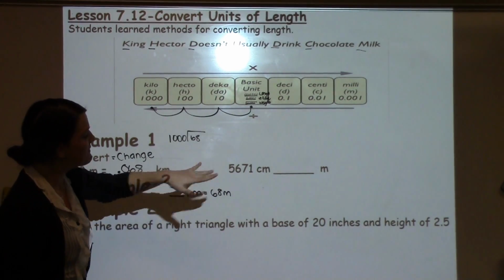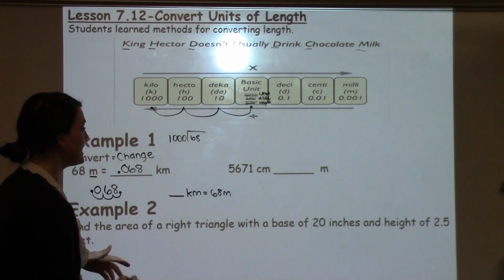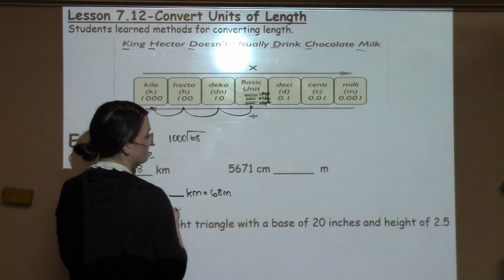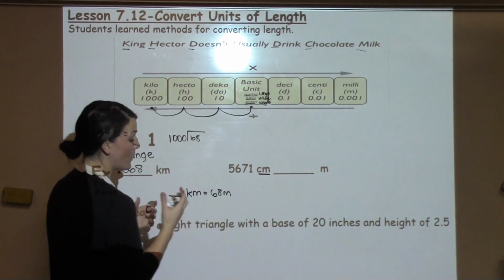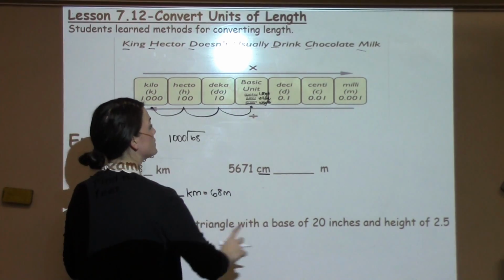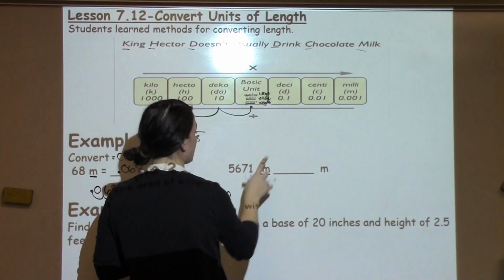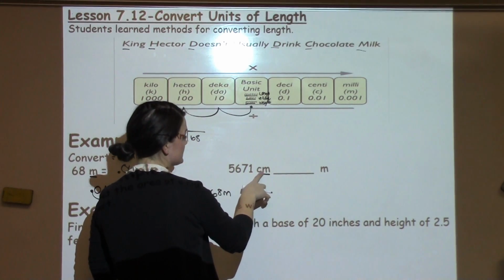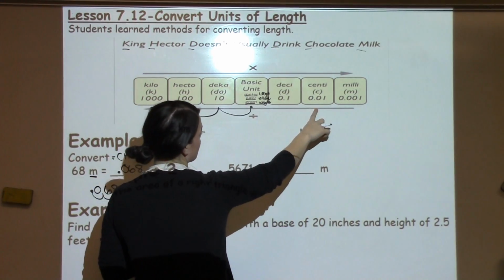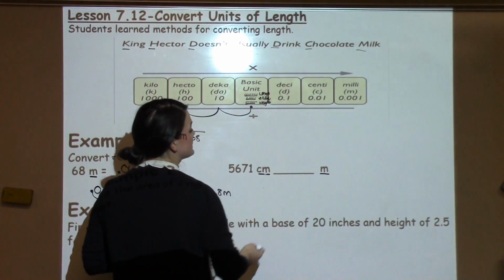The next part of example 1 is very similar. Again, I'm going to go through the steps. I want to first start with whatever I have a number for. So I'm going to start with centi. That's where I'm going to start on my chart, because that's what I have a number for, centimeters. I'm going to start here and I want to move to M.